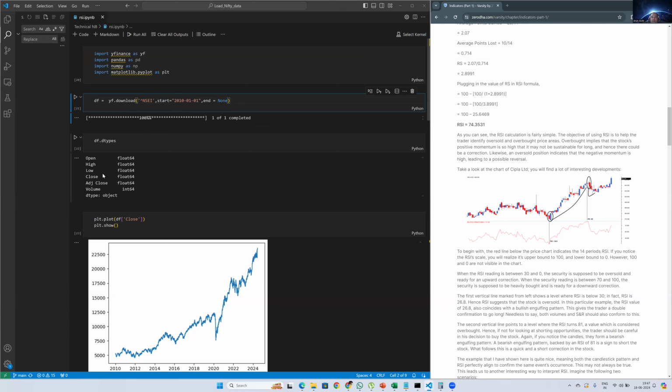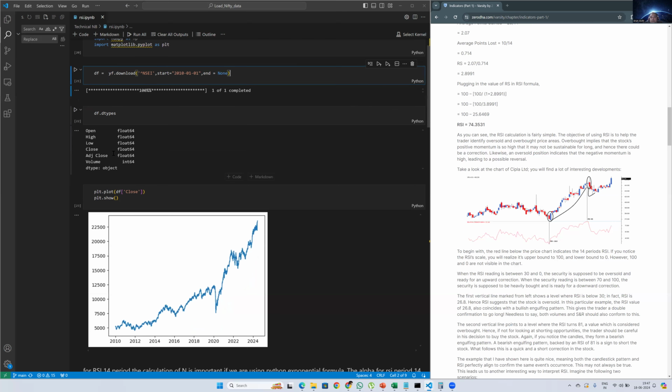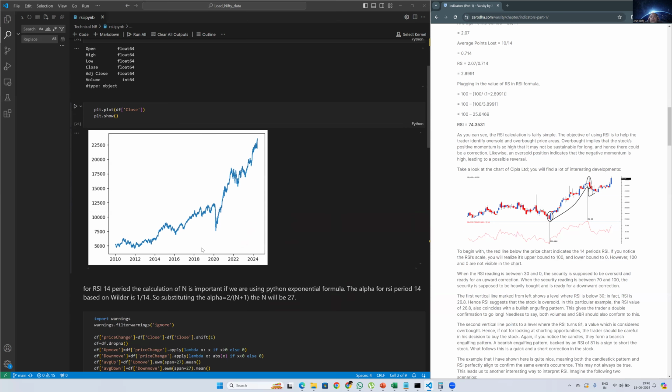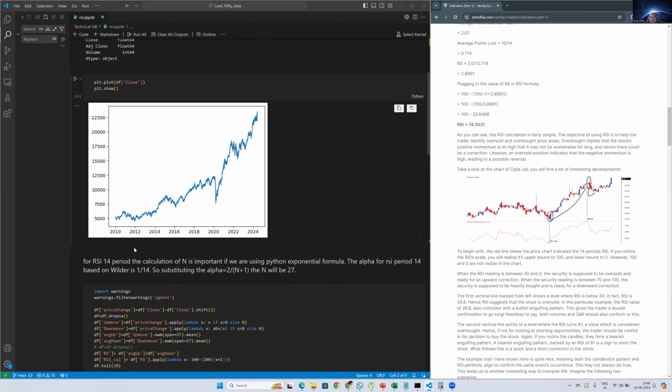I have checked the column names here. What are the types of these columns? So open, high, low, close, adjusted close, volumes. These are the columns, and mostly these are in float. Okay, that's perfect. When we plot this data frame, we see that from the last 15 years, Nifty has nearly gone up from 5,000 to 24,000 now, 23,500. So that's quite a big leap, around 3.6 times, a 360 percentage change, what we can see.